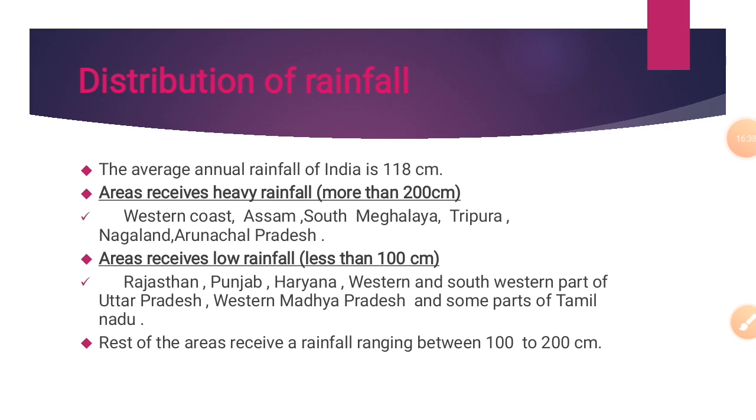Next, distribution of rainfall. It will be asked in your map exercise. The areas that receive heavy rainfall are the western coast, Assam, South Meghalaya, Tripura, Nagaland, Arunachal Pradesh. If they ask for low rainfall areas, you have to mark Rajasthan, Punjab, Haryana, western and southwestern parts of Uttar Pradesh, western Madhya Pradesh and some parts of Tamil Nadu.